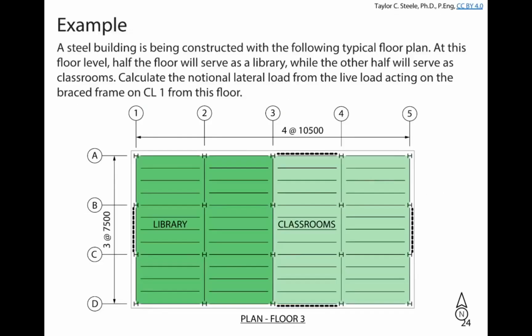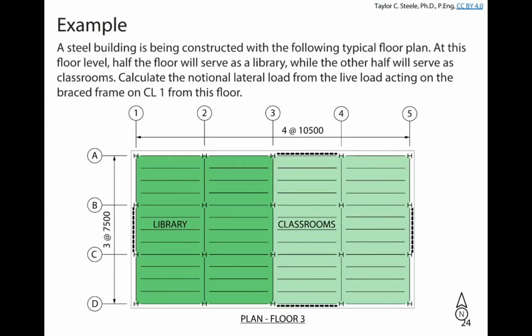Okay, so let's try and do an example where there's a slightly different distribution of forces. And so this will be important for your quiz, for example. We've got this steel building. It's basically our example structure, but I'm just changing it up a little bit. Let's say that on one side there's going to be a library, on the other side there's classrooms. Maybe we've got the engineering library back here, classrooms over here.